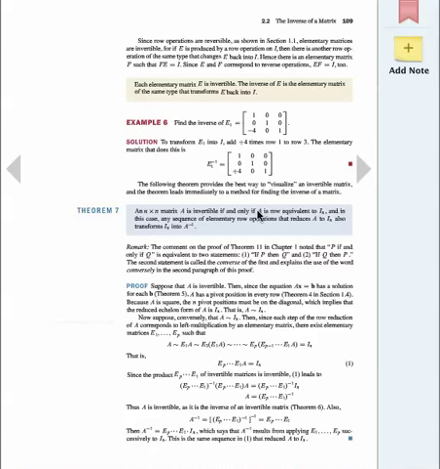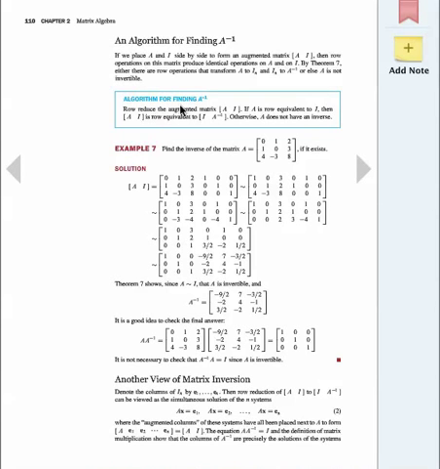Again, we're going to use Theorem 7. We're not going to be so interested in proving it. The theorem informs this algorithm for finding A inverse. So make sure you understand the algorithm. Go through example 7 that comes after it.